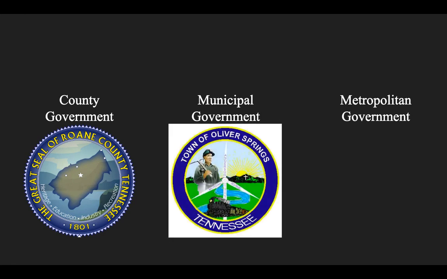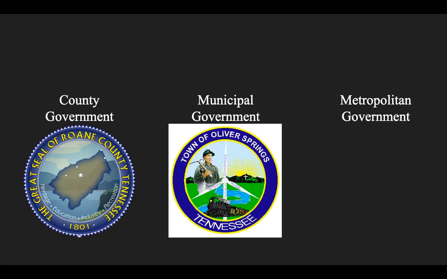A municipal government, also known as a city or a town government, is a form of government that usually operates under a special charter after a city or town is incorporated, or officially recognized, by the state government. So there are actually 349 different municipal governments in Tennessee. Oliver Springs is one of those municipal governments. All those that have a municipal government are going to have a charter, and by a charter, that means a city's or a town's basic law or constitution.